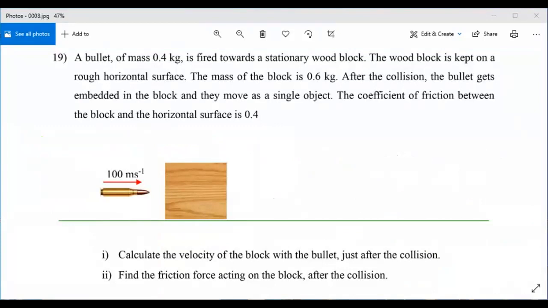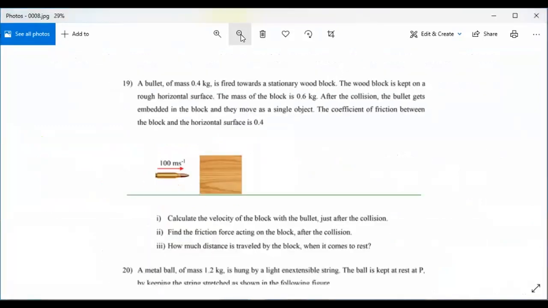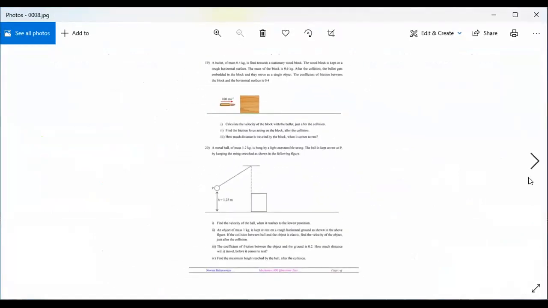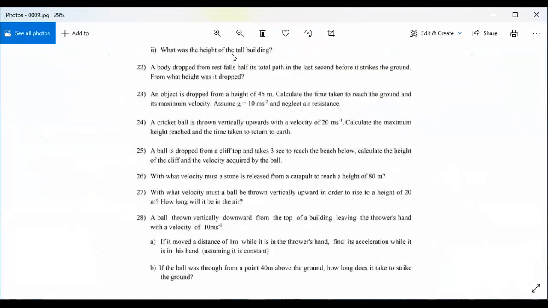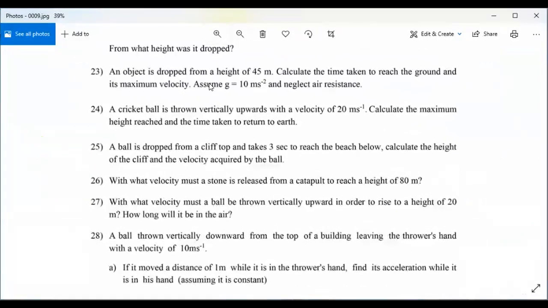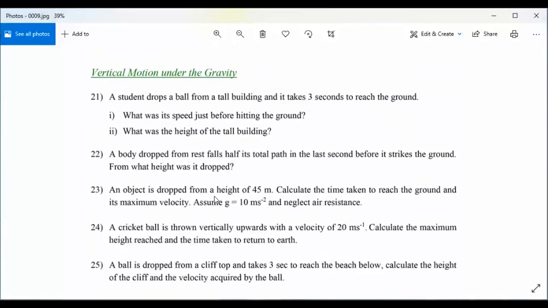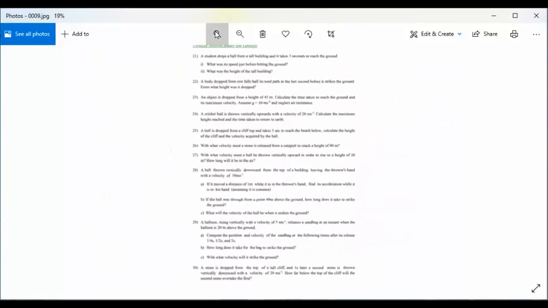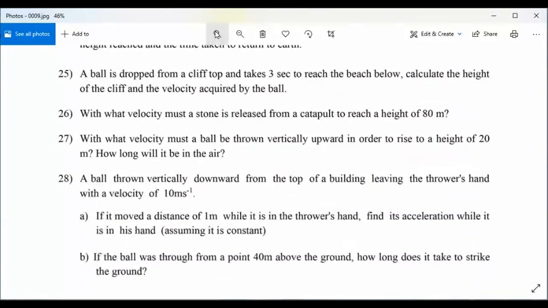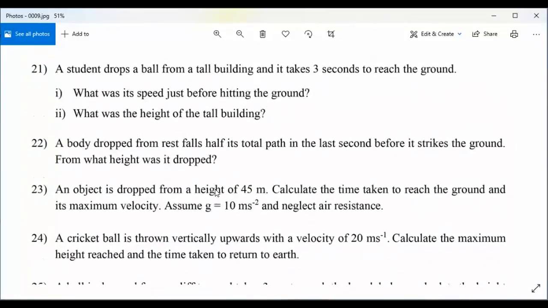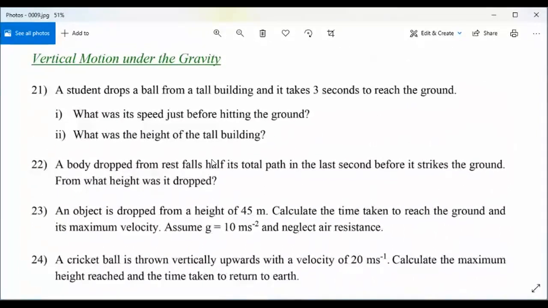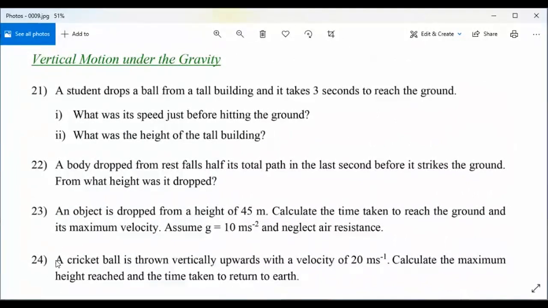Right. Here we have completed the Newton's law section, and now the vertical motion under gravity section. So now I'm going to select one or two questions to revise vertical motion under gravity. Let's discuss question number 21. Somebody please write the heading as vertical motion under gravity, question number 21, and please read the question quickly.